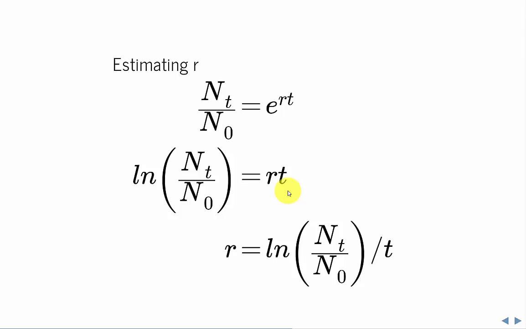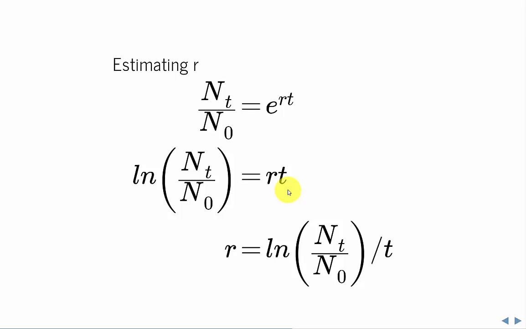This constant, little r, the intrinsic rate of population growth, is very important, and so we want to figure out how we can get estimates for this. One simple way to do it is if we have population size estimates at two different times.